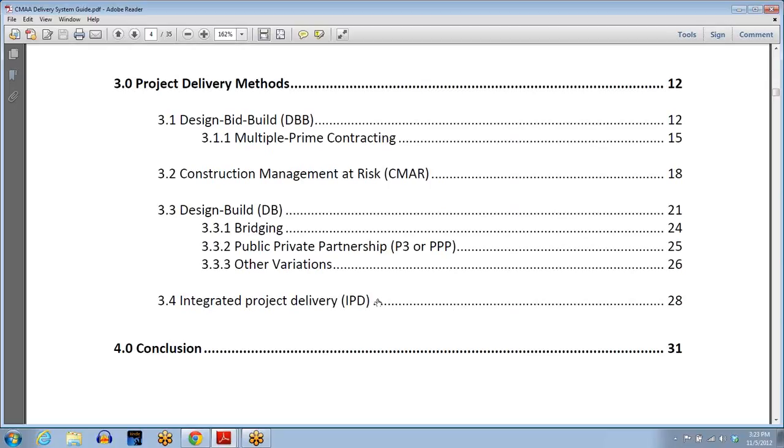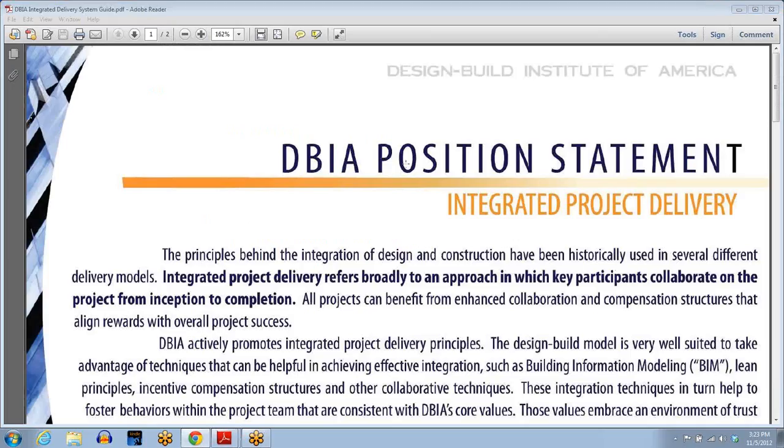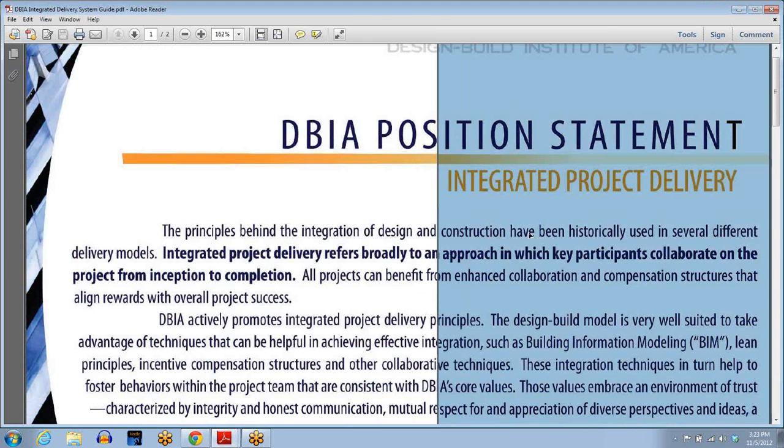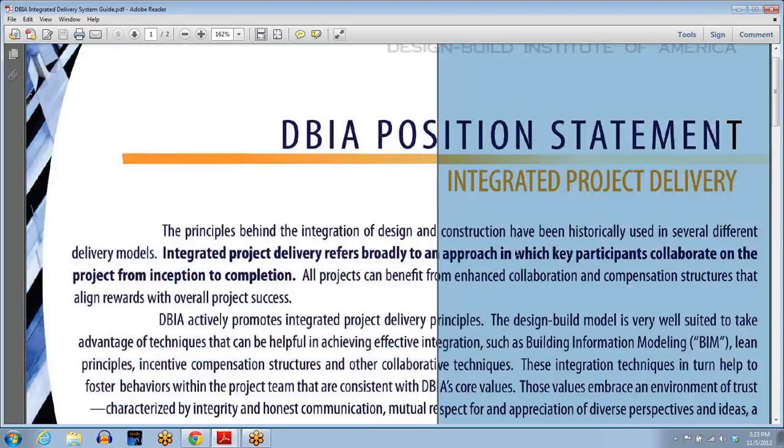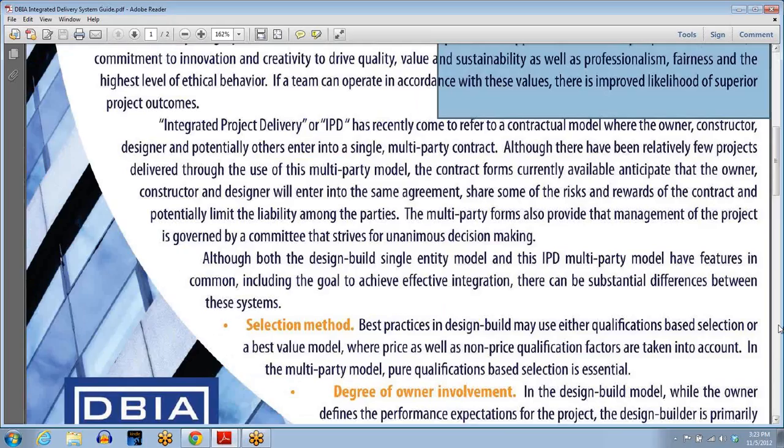So this document is, again, a more detailed look, addressing the different delivery methods. The next document I have for you is a 2-page document by the Design Builders Institute of America. I'm trying to get the blue highlighting off there, forgive me.